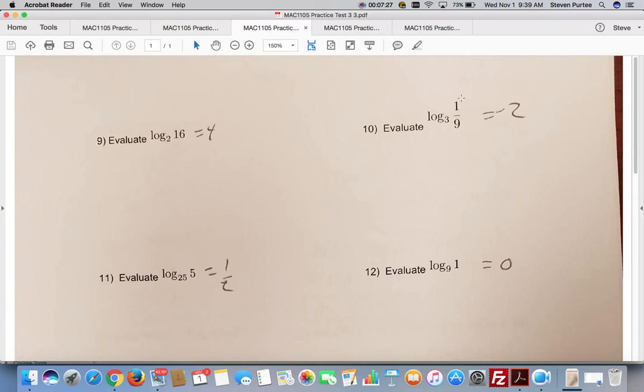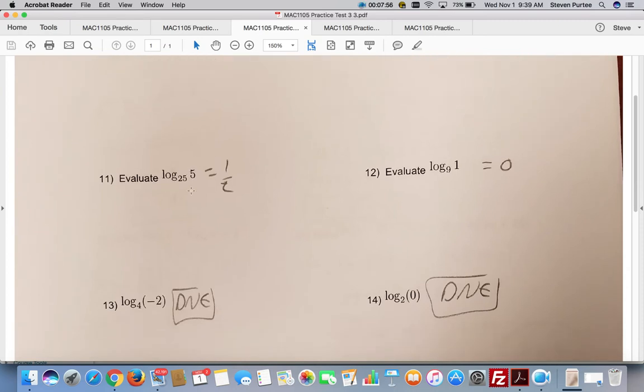Log base 3 of 1/9 is negative 2. 3 squared is 9, but I've got a 1/9. Remember, a negative exponent means you move down to the bottom. So log base 3 of 1/9 is negative 2. But logs can't be negative. No. You can't take the log of a negative. The inside can't be negative. The answer can easily be negative.